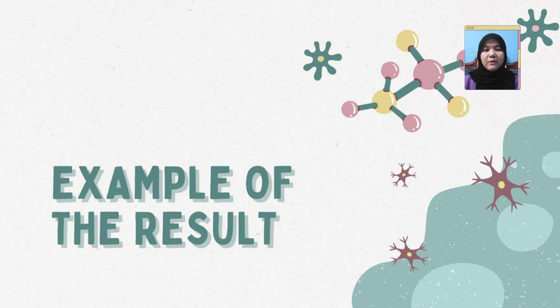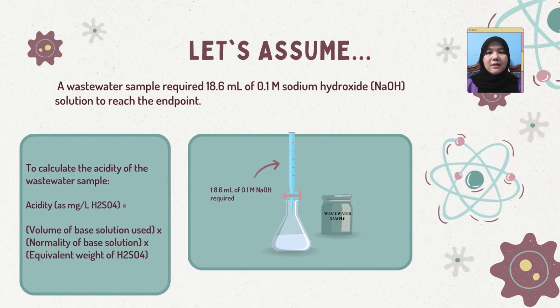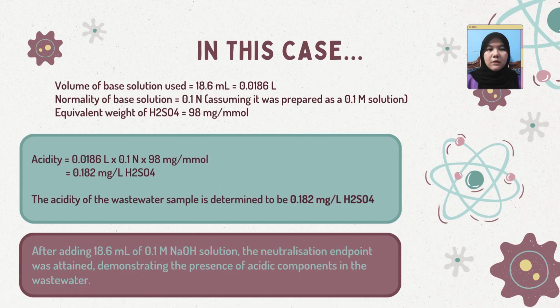Now, let's take a look at an example of the result. Let's assume that in the experiment, a wastewater sample required 18.6 ml of 0.1 M sodium hydroxide solution to reach the endpoint. Keep in mind, to calculate the acidity of the wastewater sample, we need to multiply the volume of base solution used by the normality of the base solution, multiplied by the equivalent weight of H2SO4. So in this case, the volume of base solution used is 18.6 ml.